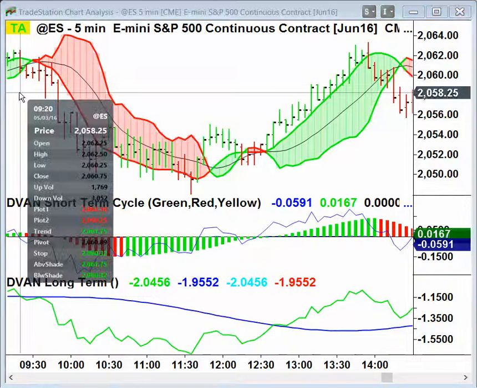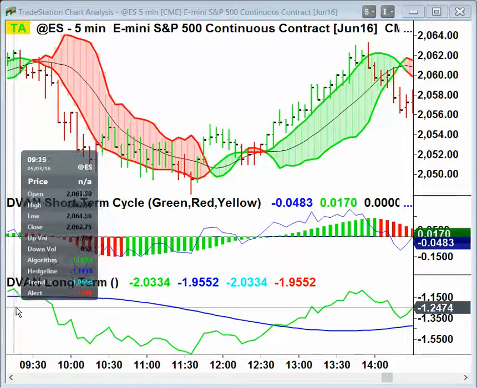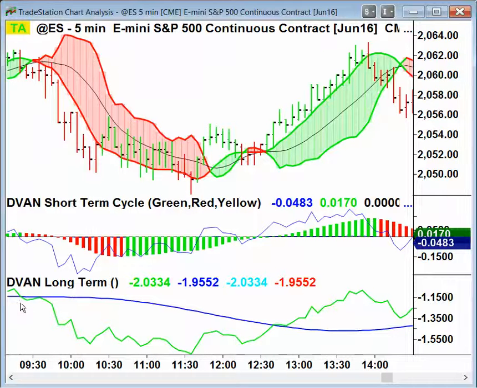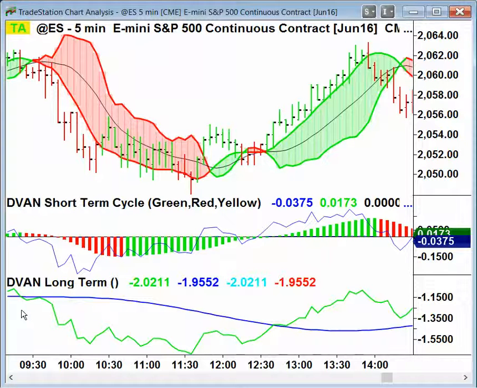We also see the red price bars that are telling us that selling pressure is taking over at that point as well. We also see the long-term trend indicator going from bullish to bearish. This doesn't always happen at the same time as the cycle changes, but when it does, it indicates an even stronger confirmation of that trend directional change.